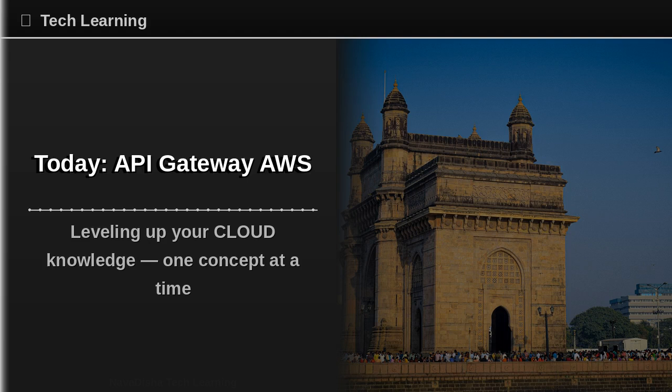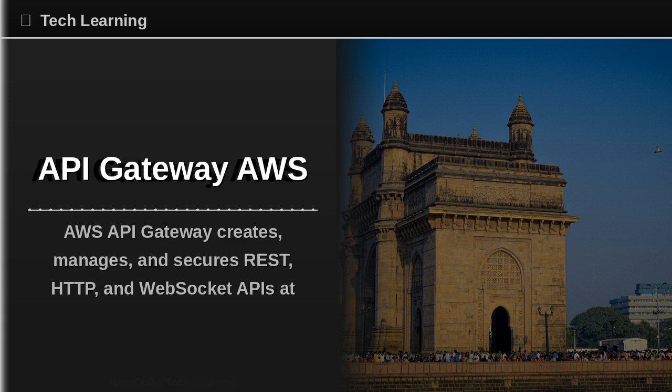Today we are breaking down API Gateway AWS, an essential cloud concept. So, what is API Gateway AWS? AWS API Gateway creates, manages, and secures REST, HTTP, and WebSocket APIs at scale. This is one of the core ideas in cloud that every developer should know.